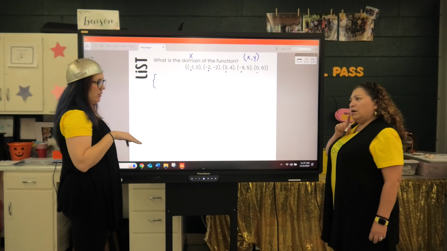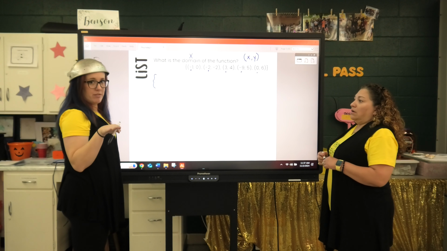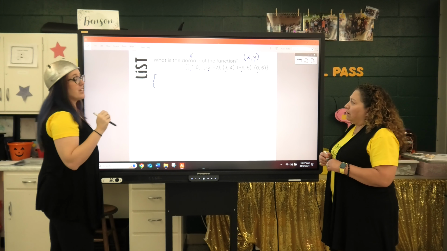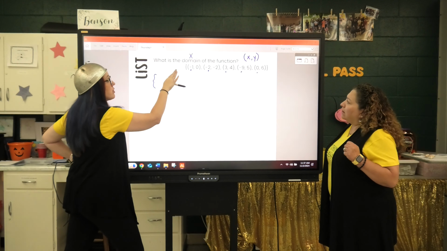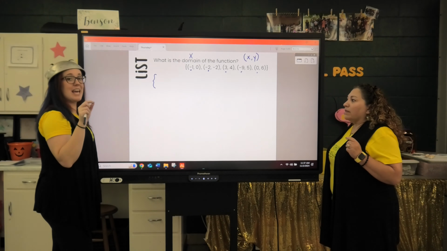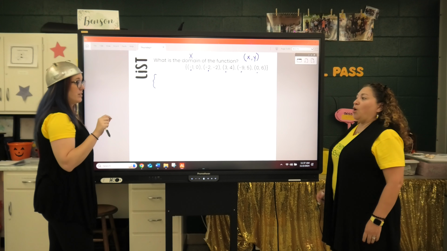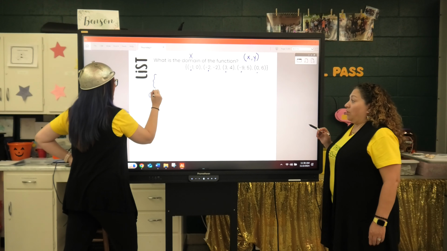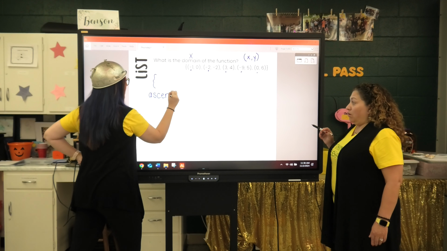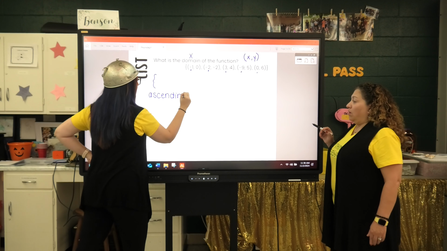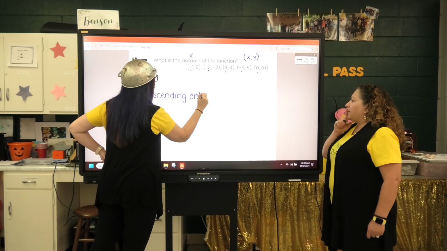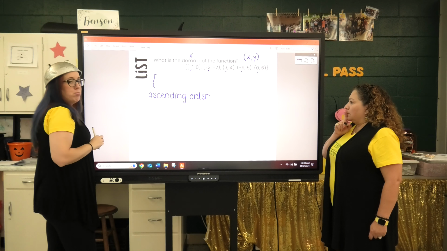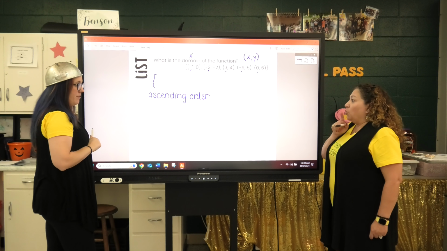But we don't want to do regular math here. No. We want to do fancy math. Fancy math? Fancy math. And the fancy way to do this is to write those numbers, those X values, in ascending order. I think you should write that down. Ascending order. It's not wrong to do it the other way, but it's just very bleh. And we want to be fancy.